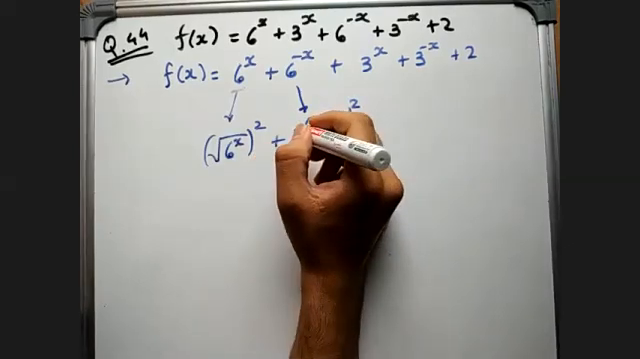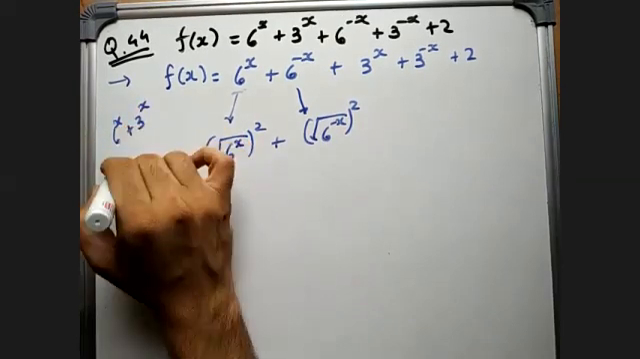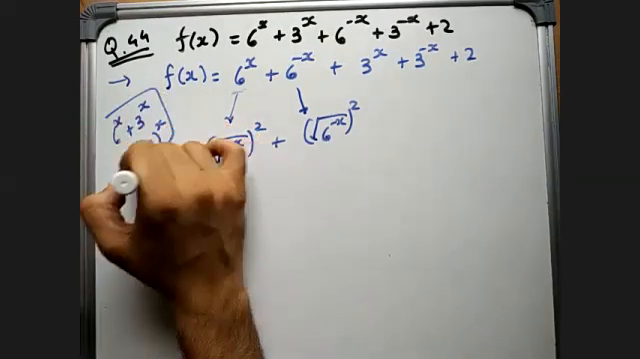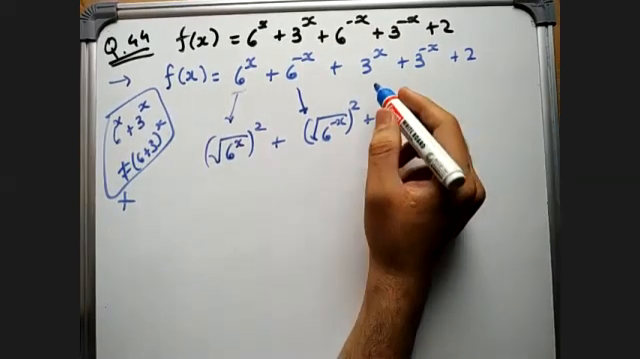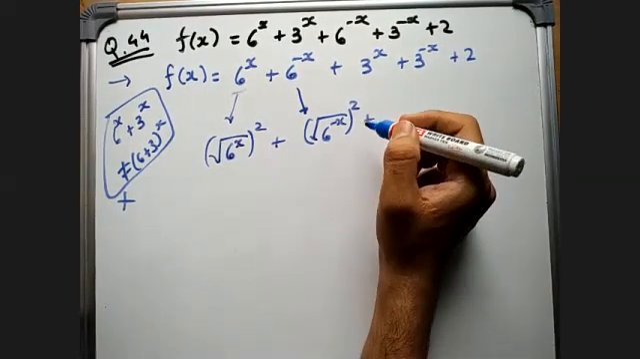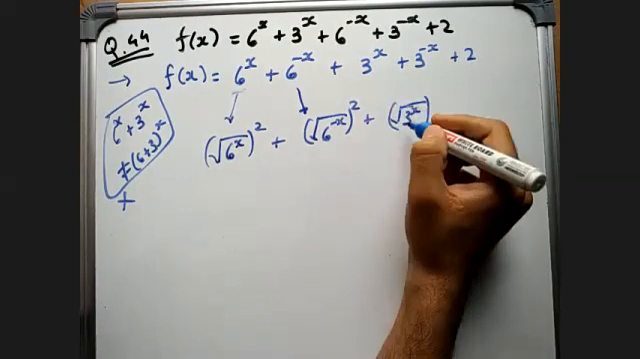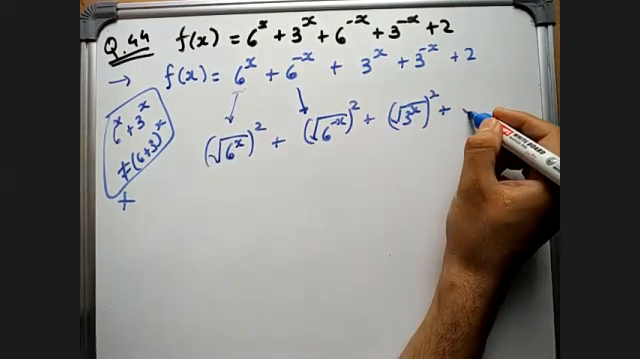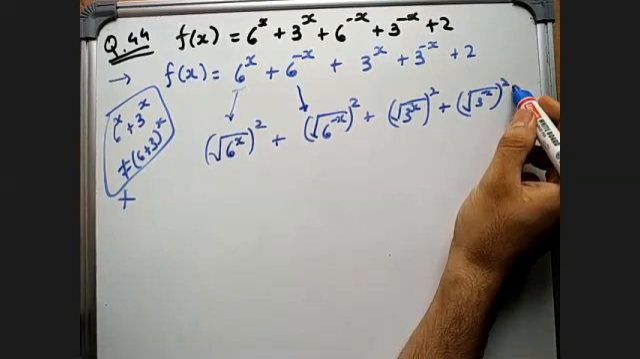No, Anurag, we cannot do like this. 6 to the power x plus 3 to the power x is not equal to (6 plus 3) to the power x. This does not happen. Okay, now in the same way for 3, it will be (root of 3 to the power x) whole square plus (root of 3 to the power minus x) whole square plus 2.